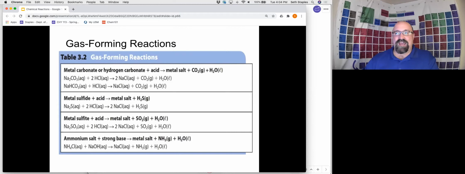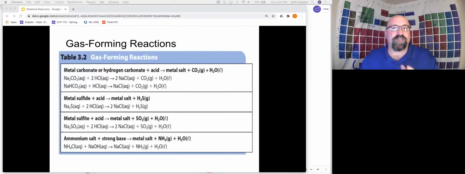So the next driving force that we had mentioned earlier on, the next thing that might be able to drive a chemical reaction to happen, is the formation of a gas. And so there are several gas-forming reactions that we're going to look at. For instance, a metal carbonate or a hydrogen carbonate plus an acid give us a metal salt and carbon dioxide gas and water.